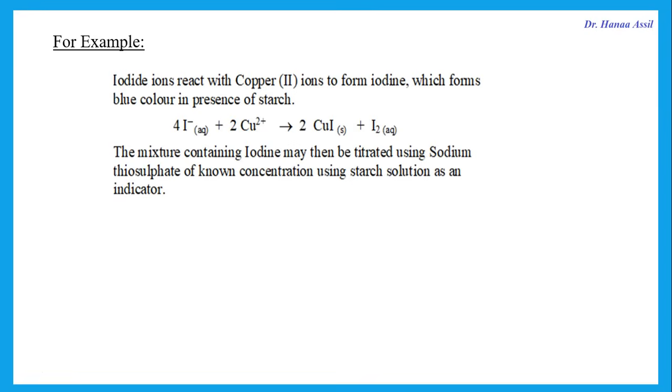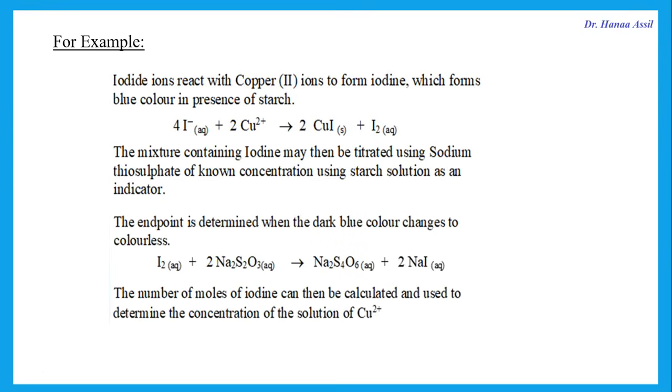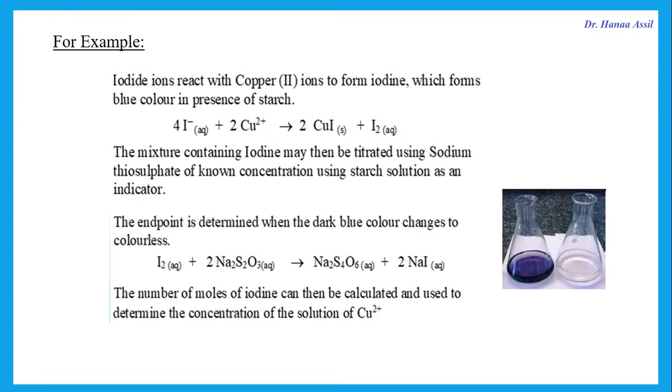So for example, this is a reaction that forms iodine. This is copper ions reacting with iodide to form iodine. Now, the mixture containing iodine would then be titrated using the sodium thiosulfate of known concentration, using starch solution as an indicator. The end point is determined when the dark blue-black color is colorless, and the number of moles of iodine can then be calculated and used to determine the concentration of copper ions in solution.